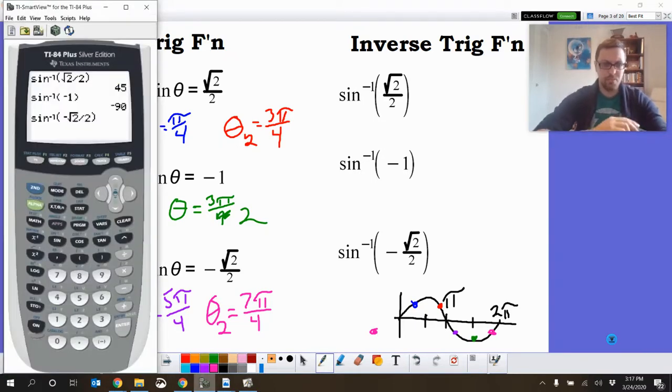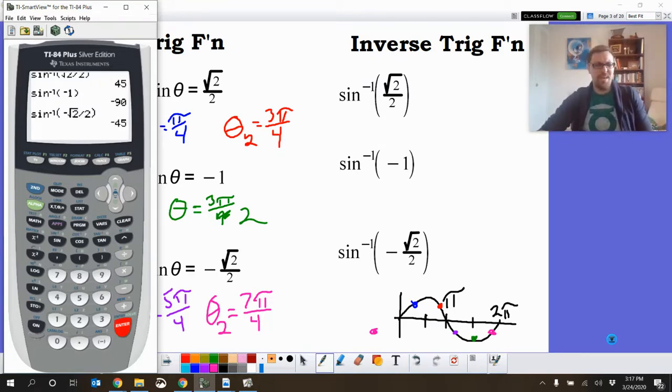That seems bizarre. It gets even weirder when you do the negative square root of 2 over 2 and you do inverse sine of that. You get negative 45 degrees. Why is it doing that? It has to do with one-to-one functions. Sine is not a one-to-one function. It fails the horizontal line test. And when it fails the horizontal line test, it can't have an inverse anymore.